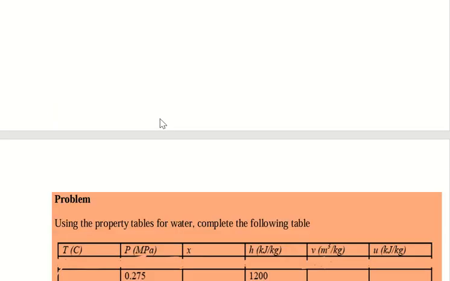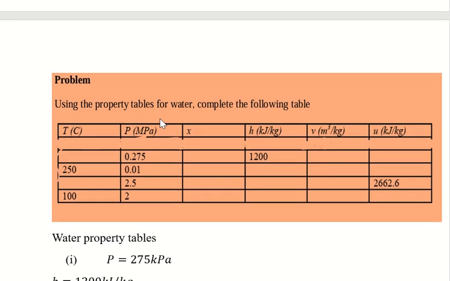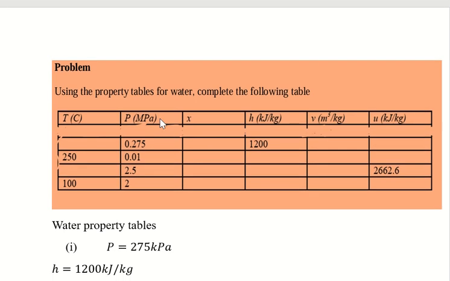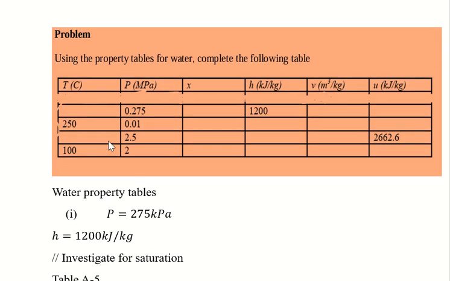Okay. We have another problem, and this is a fill-out. So we have to fill out this row, this one, and this one. How many is that? 1, 2, 3, 4. Yeah, we've got to fill those out. So the question is, use the property tables for water. Well, once you see the substance being specified, just know they're making life easy for you, because now you know you have to use the water tables.